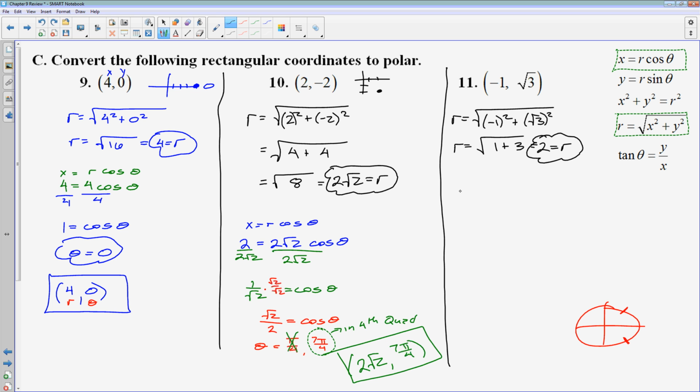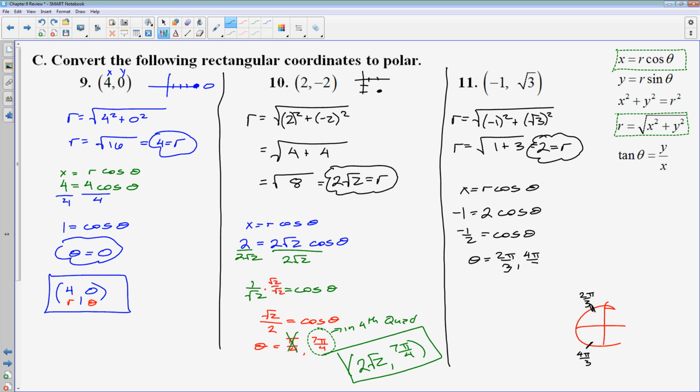And I need to get my angle, so I'm going to start with x equals r cosine theta. And x is negative 1. We just found out my r is 2. We'll divide by 2. You get negative 1/2 equals cosine theta. And again, look at my unit circle. That happens up here at 2 pi over 3. It also happens down here at 4 pi over 3. So we have these two angles, 2 pi over 3 and 4 pi over 3.